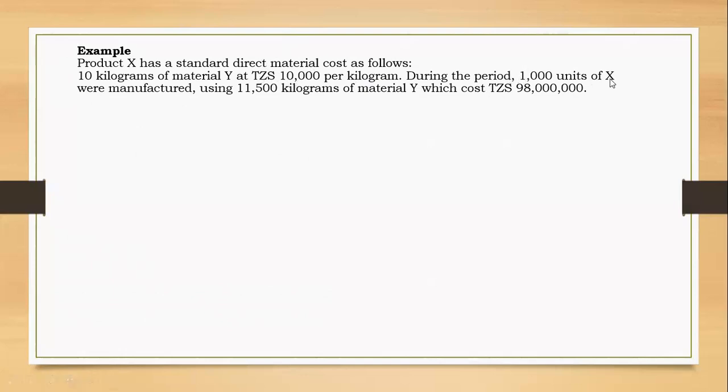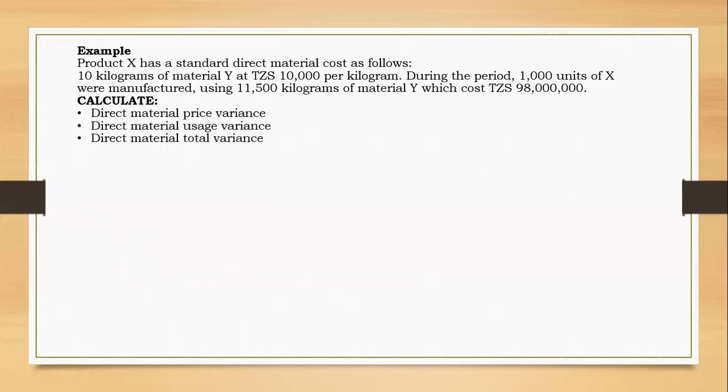During the period, 1,000 units of X were manufactured. This is the actual output. Using 11,500 kilograms of material. So these were the actual quantity of material used, which cost 98 million. So the cost that we incurred on materials was 98 million. All right, calculate the following. Direct material price variance, direct material usage variance, as well as direct material total variance. Now we go to the solution.